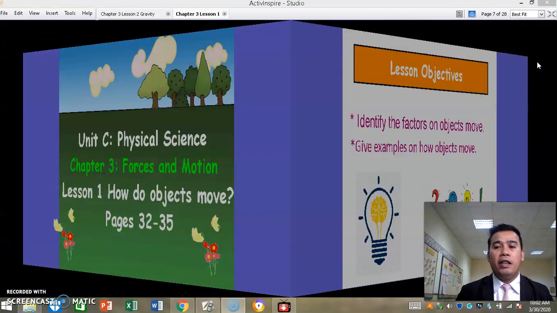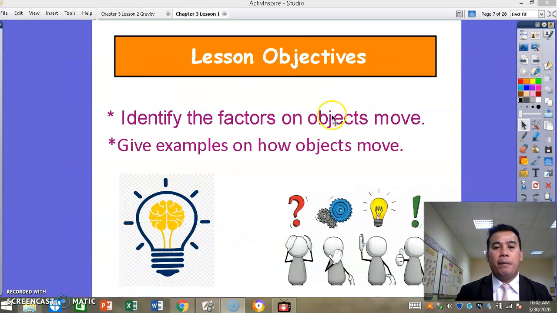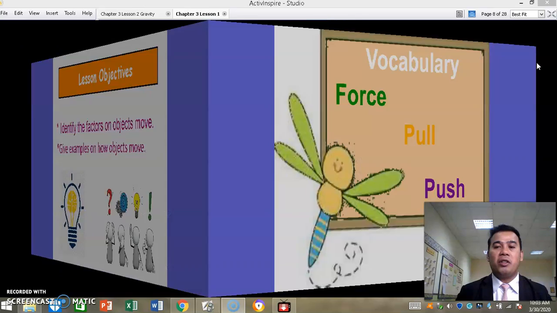For our learning objectives, number 1, identify the factors on how objects move. And number 2, we will be able to give some examples of how objects move. What are some factors to be considered? How and why objects move. Are you ready? Let's continue.